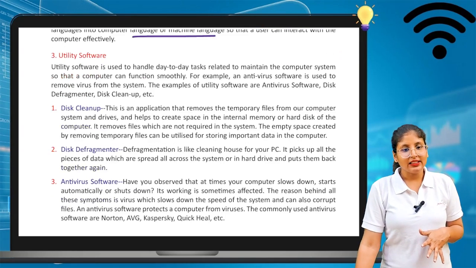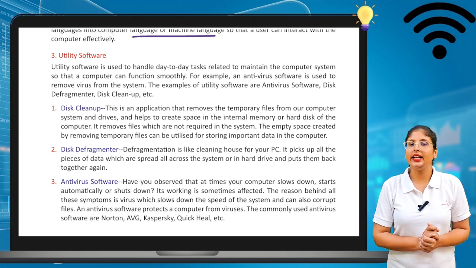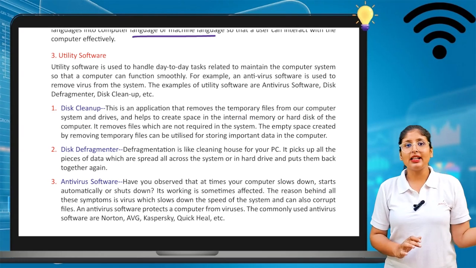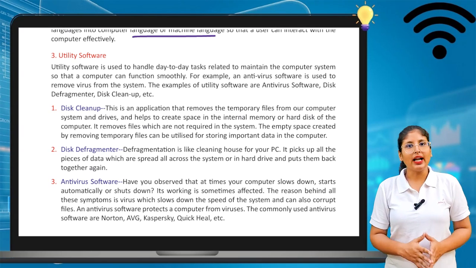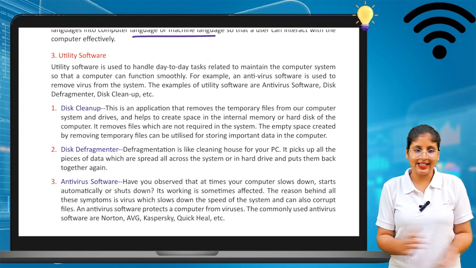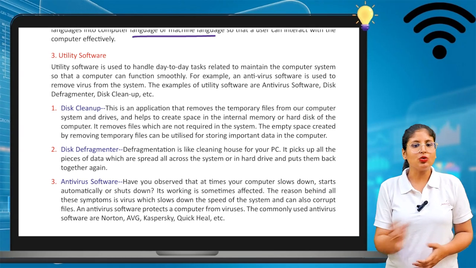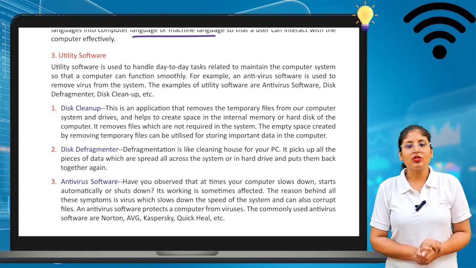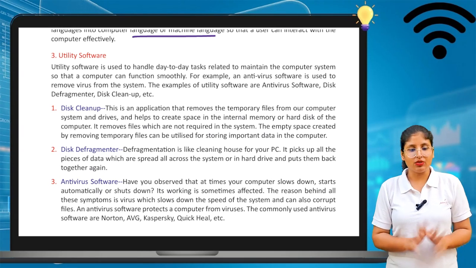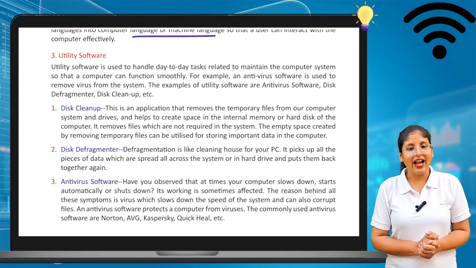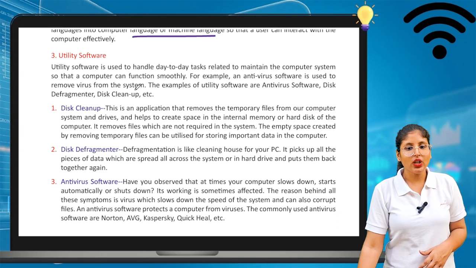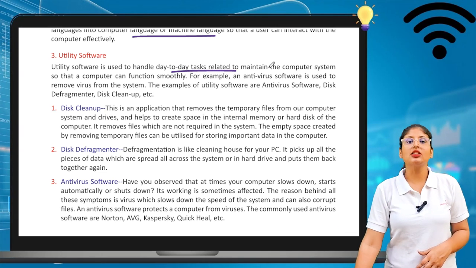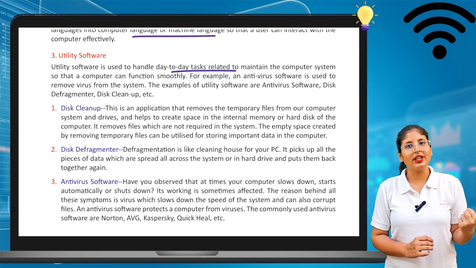Okay, now we will see the third, that is utility software. I am hoping that operating system and language processors are clear. Now we will see utility software. What is it? How does it perform? Utility software is used to handle day-to-day tasks related to maintaining the computer system so that the computer can function smoothly. So the day-to-day tasks of the computer are controlled and managed with the help of utility software.